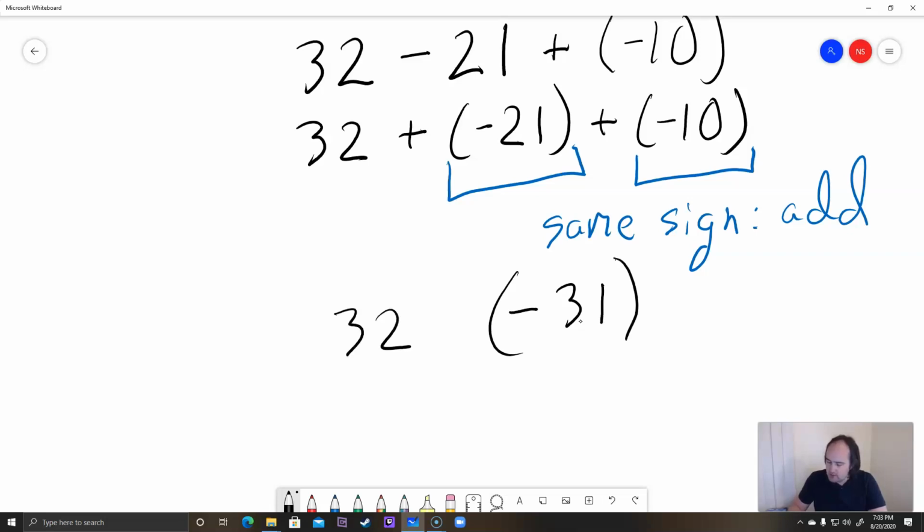So we have 32 plus negative 31. And now these are the opposite sign. So what do you do when they're the opposite sign? Well, opposite sign means you subtract.